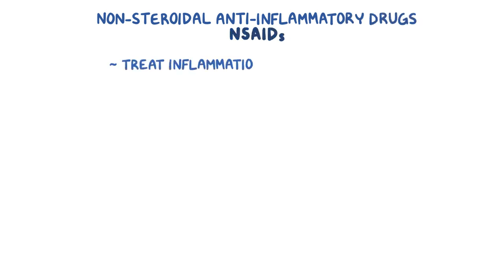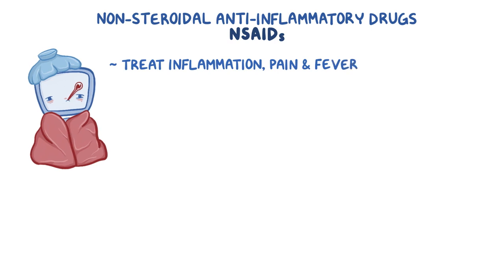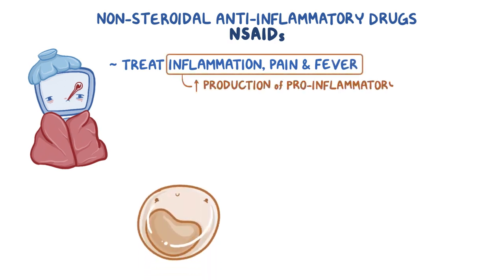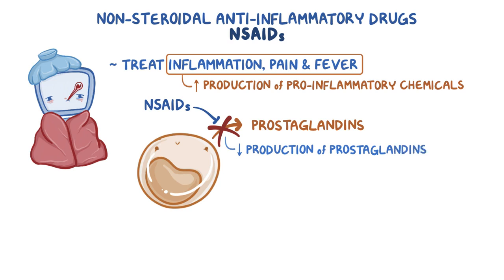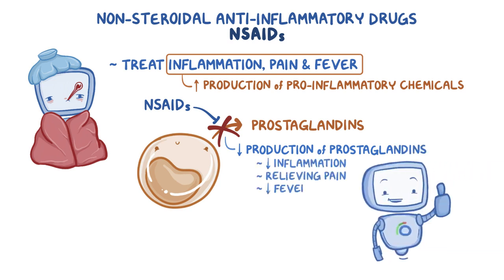Nonsteroidal anti-inflammatory drugs, or NSAIDs, are mainly used to treat inflammation, pain, and fever. These conditions are related to an increased production of pro-inflammatory chemicals called prostaglandins. NSAIDs work by decreasing the production of prostaglandins, thereby reducing inflammation, relieving pain, and reducing fever.